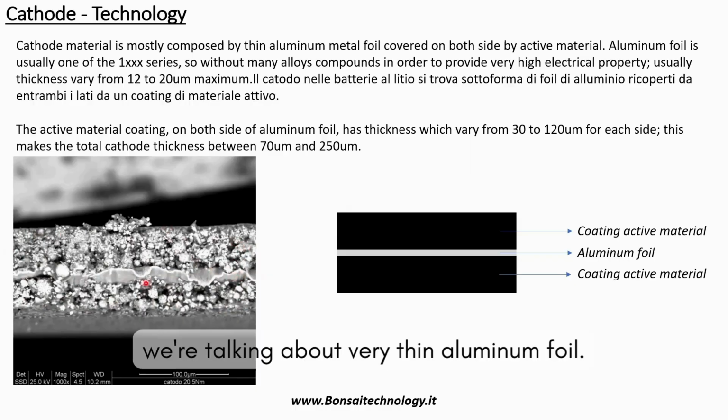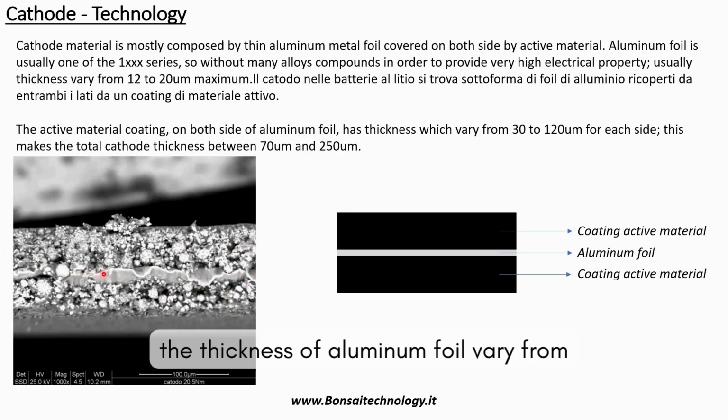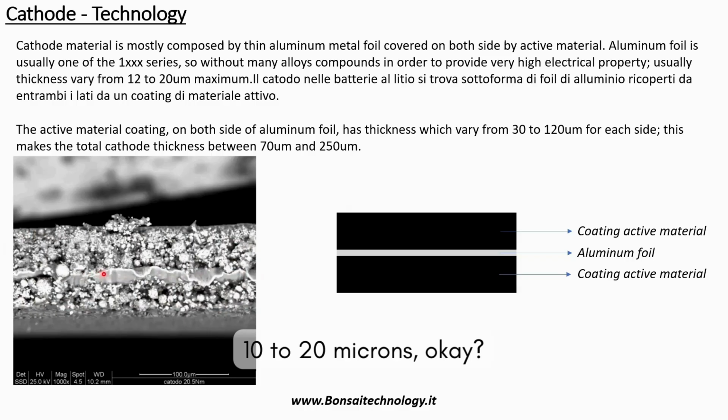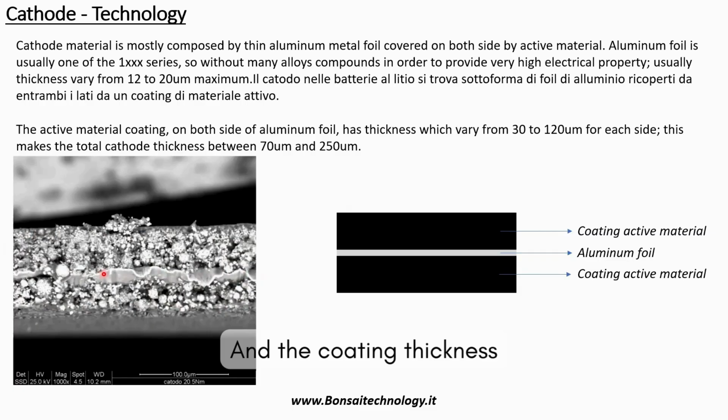So we're talking about a very thin aluminum foil. Usually the thickness of the aluminum foil varies from 10 to 20 microns. Okay, it depends mostly on the application. And the coating thickness could vary from, we can say, 30 to 80 microns for each side. Okay, so we can say that this is 60 microns, 10 microns, and again 60 microns. So in total, we're talking about a 130 to 160 micron thick electrode.